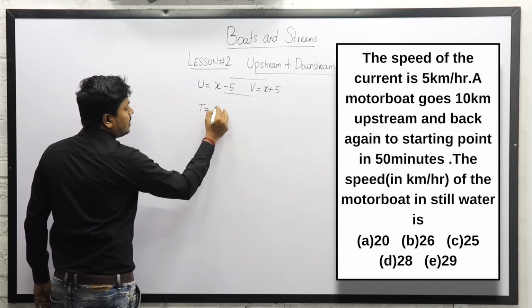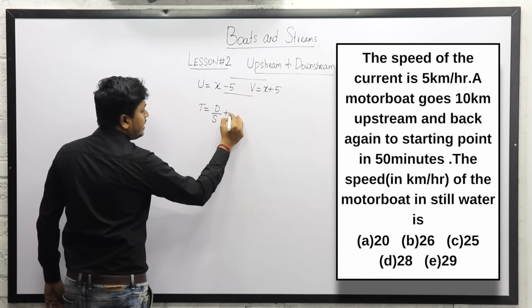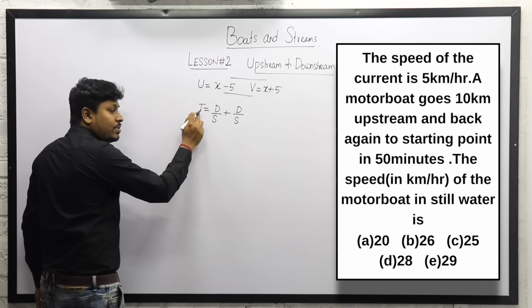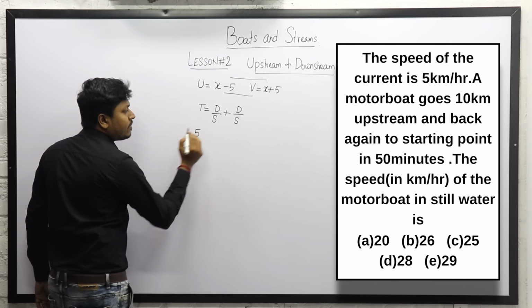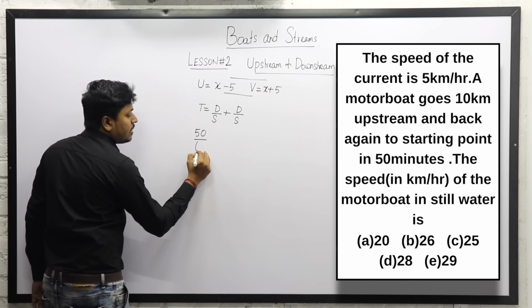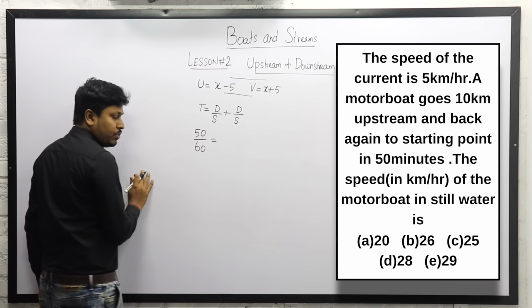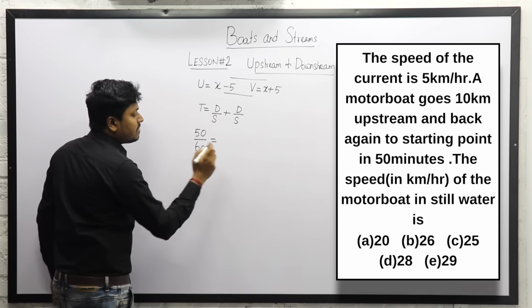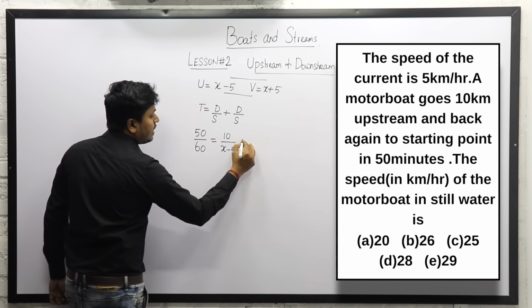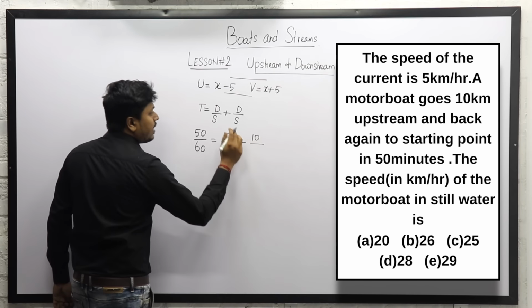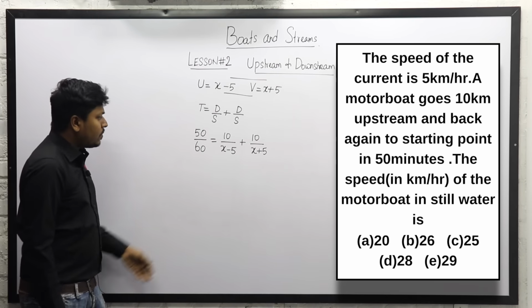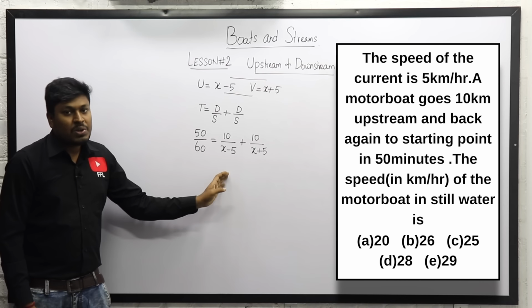Time is equal to distance divided by speed, for upstream and for downstream. What about the time value? The total time is given, that is 50 minutes. We need to convert this into hours, so divide by 60, which equals the first distance. The distance is 10 km, divided by the upstream speed x minus y, plus 10 divided by the downstream speed x plus 5. Same procedure. If you simplify this equation, you will get the answer.